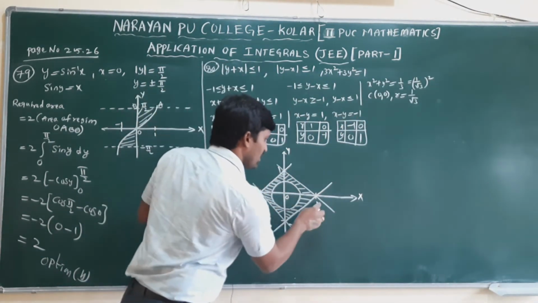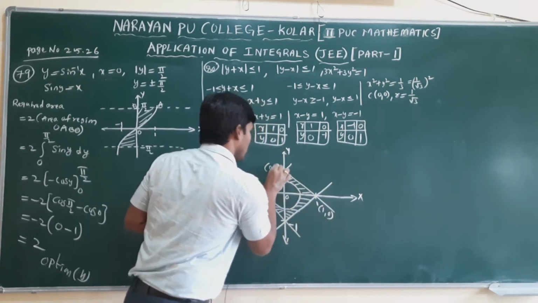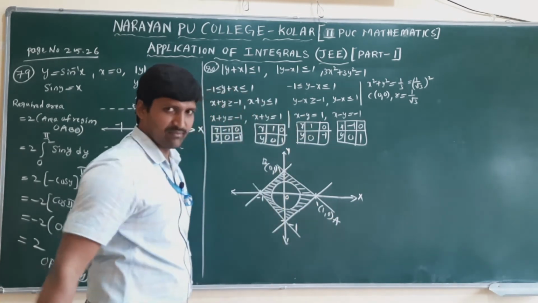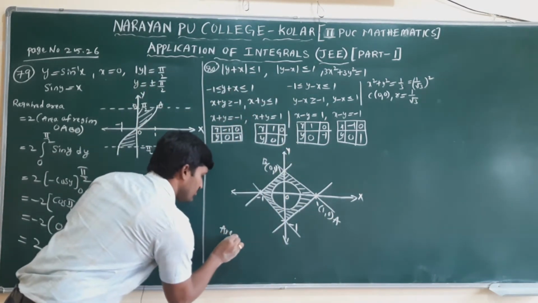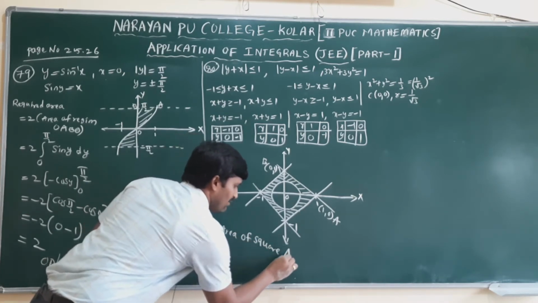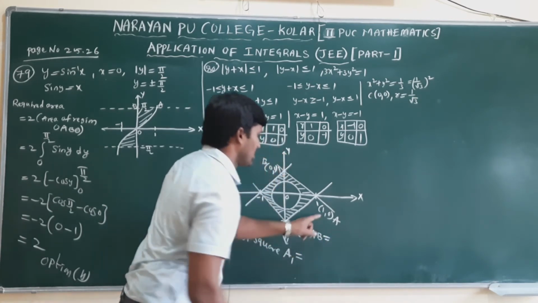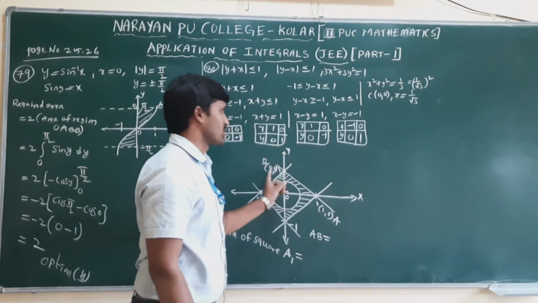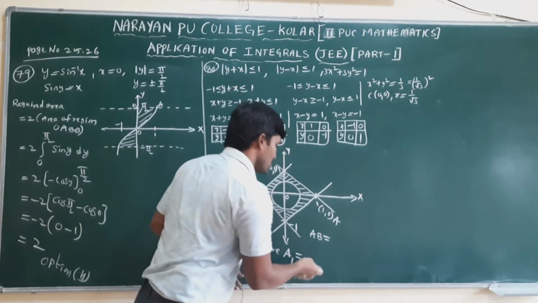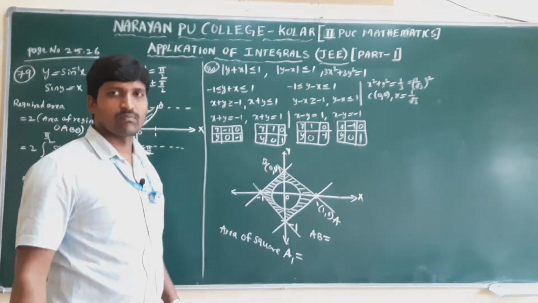How to find the side? This is (1, 0), this is (0, 1). If you take this as point A and point B, you will find the side easily. So area of square, I will take A1. For that, AB length is required. AB, what will we get? (1 minus 0) whole square plus (0 minus 1) whole square, so root of 2.